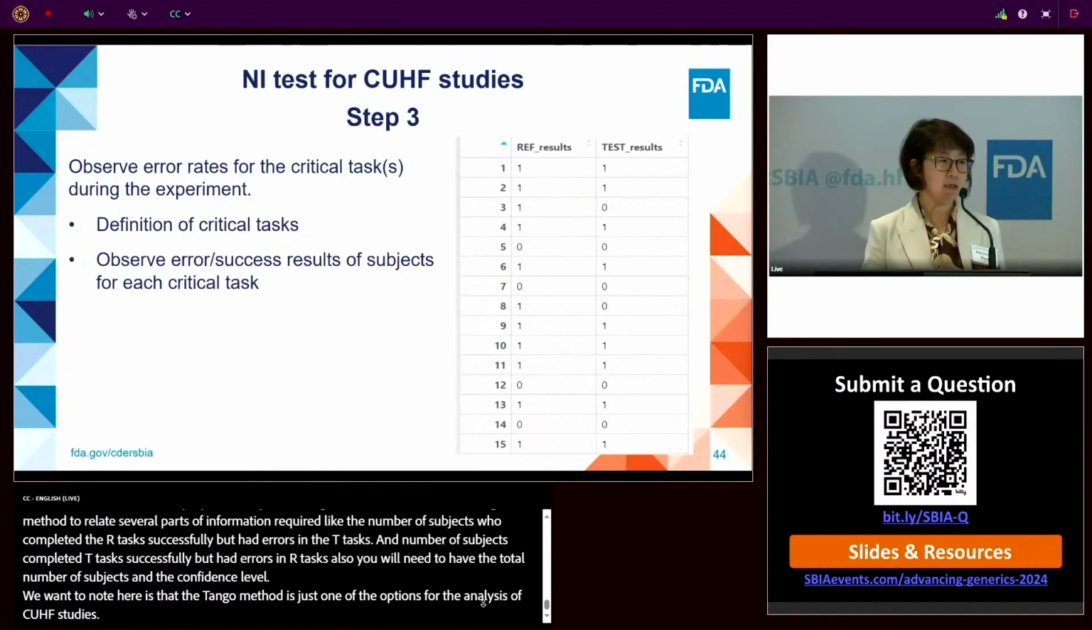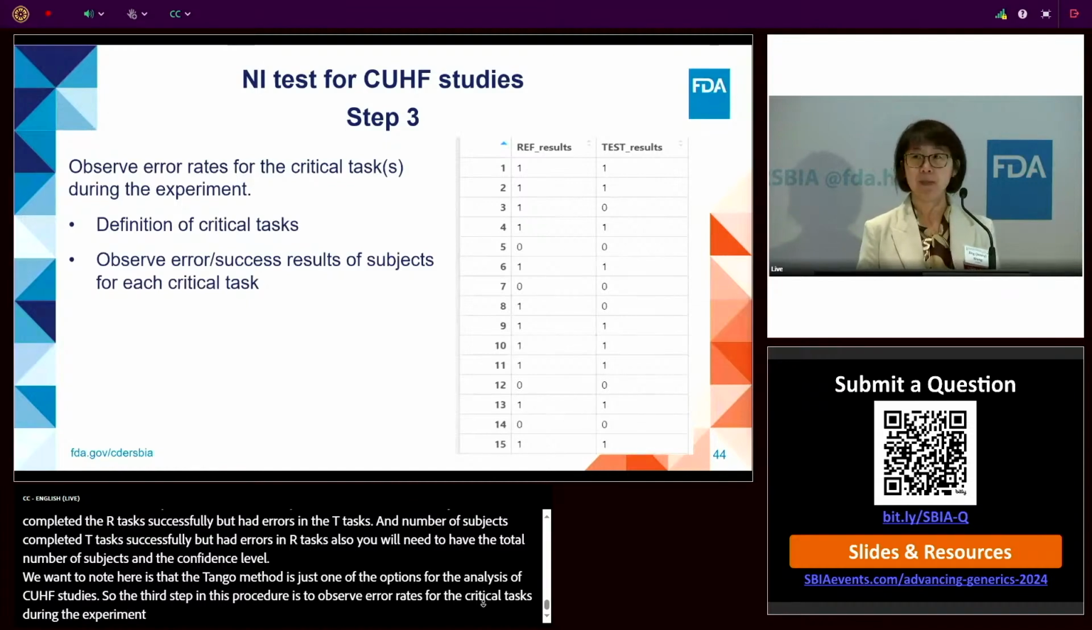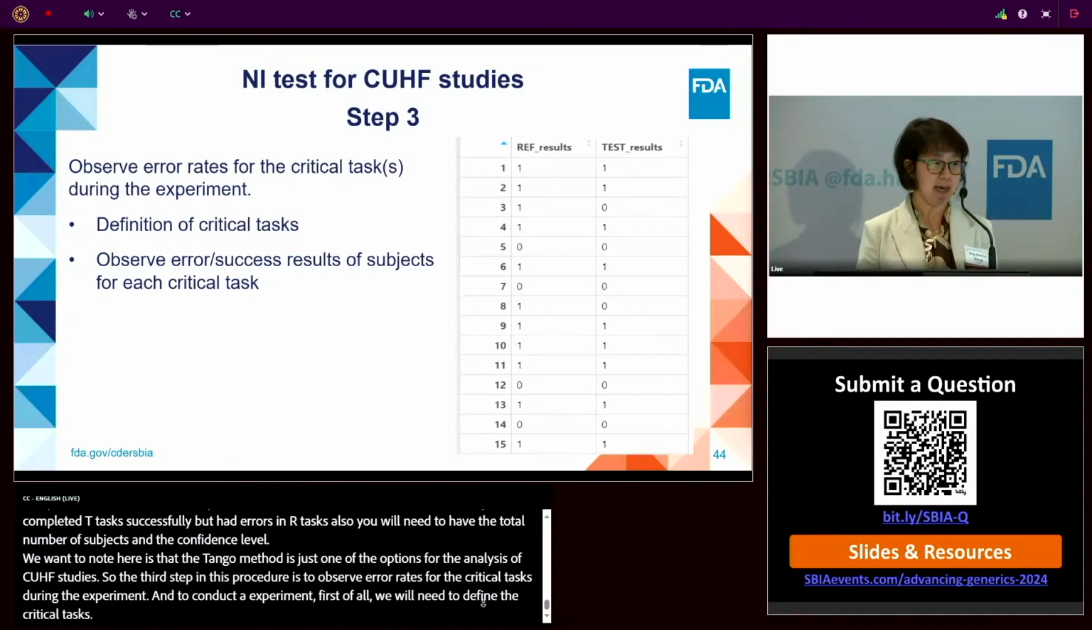So the third step in this procedure is to observe error rates for the critical tasks during the experiment. To conduct the experiment, first of all, we will need to define the critical tasks. And then we will need to observe the error or success results of subjects for each critical task.